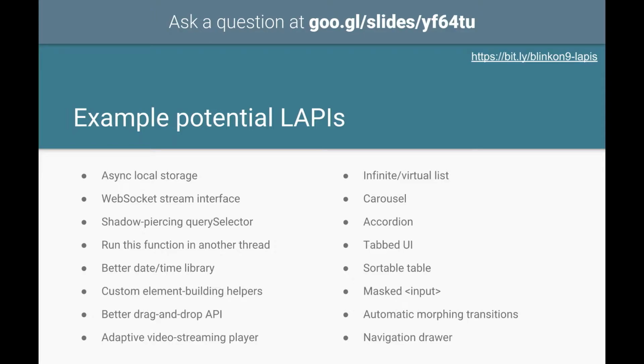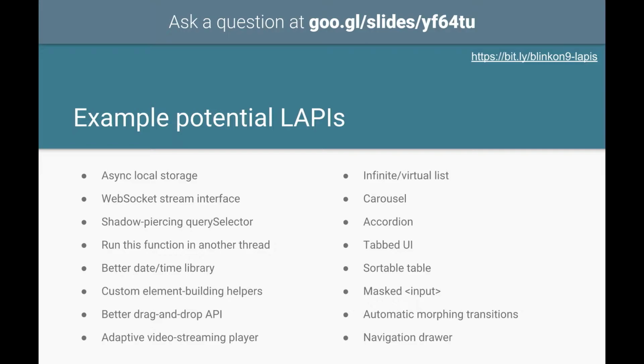To make this more concrete, here are some examples of what we think of as high-level features. I've divided them into two buckets, roughly. One is more library features on the left, things like an async key value pair or a better date time library. These are all things you could build today and that people have. In fact, people have built them so many times that we know exactly what they should look like. But they still have to pull in many kilobytes of JavaScript to get these capabilities.